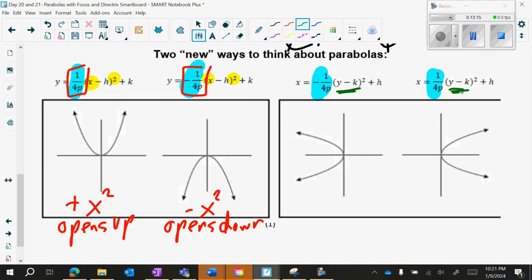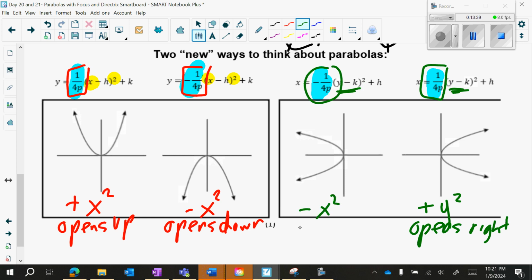Remember in our do now when we had y squared, when we switched x and y, the parabola, which was the inverse of the original, opened to the right. So notice that here, if we have a positive coefficient and positive y squared, this opens to the right, which is like our do now. And negative y squared, negative leading coefficient, it opens to the left, okay?